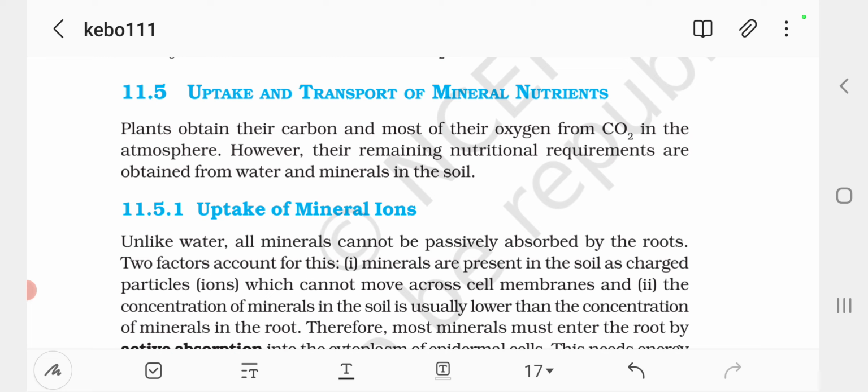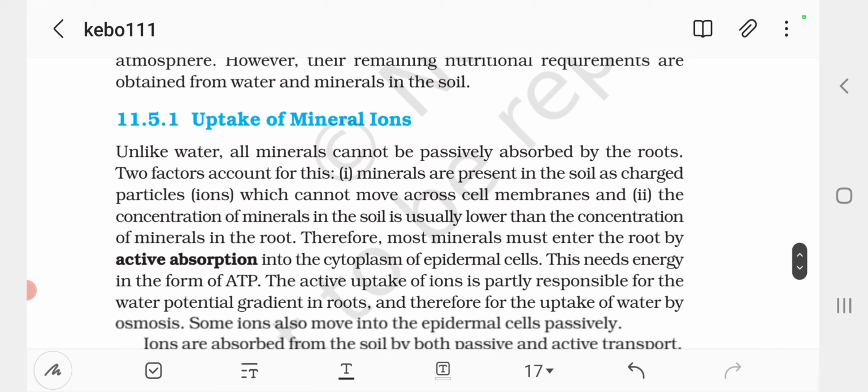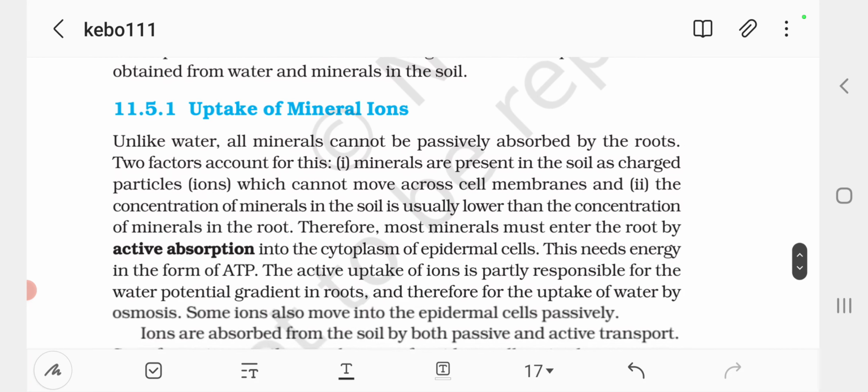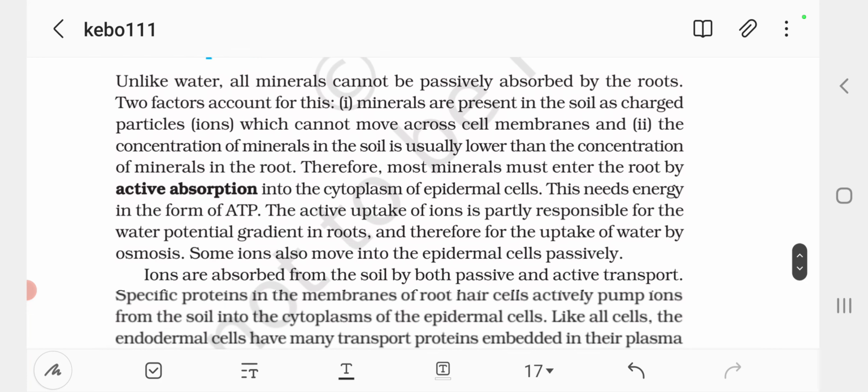Plants obtain their carbon and most of their oxygen from CO2 in the atmosphere. However, their remaining nutritional requirements are obtained from water and minerals in the soil. 11.5.1 Uptake of mineral ions. Unlike water, all minerals cannot be passively absorbed by the roots.